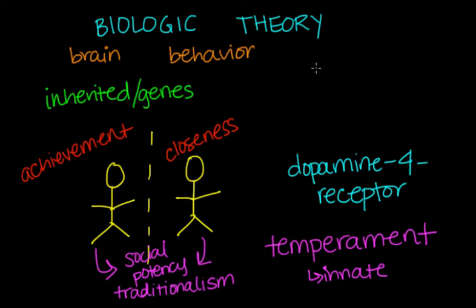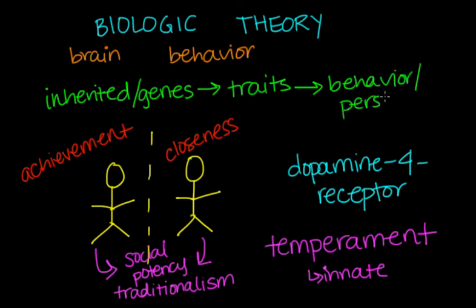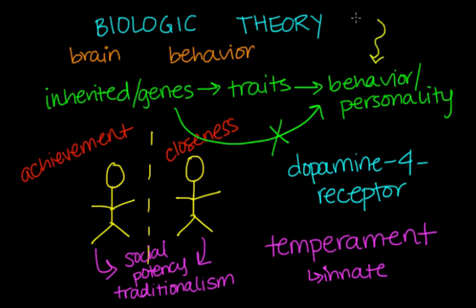So overall, the important takeaway of this tutorial is that our inherited genes, to some degree, lead to our traits, which then in turn lead to our behavior or our personality. But this isn't an end-all, be-all relationship. Our genes don't always determine our total personality. There has to be other things that account for this, and that includes environmental factors.